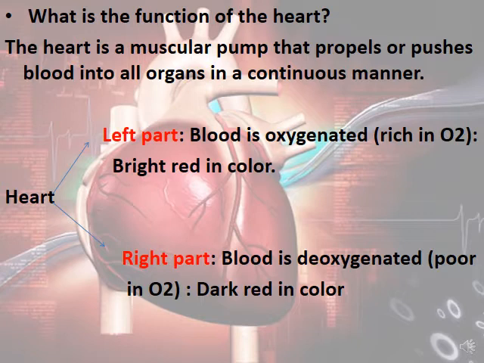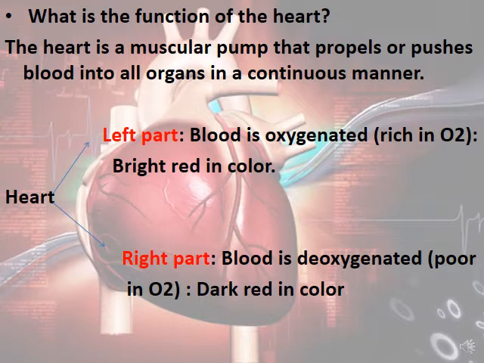The heart is divided into two parts, the left part and the right part. The left part is the oxygenated one, where the blood is oxygenated and rich in oxygen. Therefore, the red color of the blood is going to be bright. So the left part is defined as the oxygenated part, where the blood is oxygenated. What is the meaning of oxygenated? Meaning that it's rich in oxygen gas. It has bright red color.